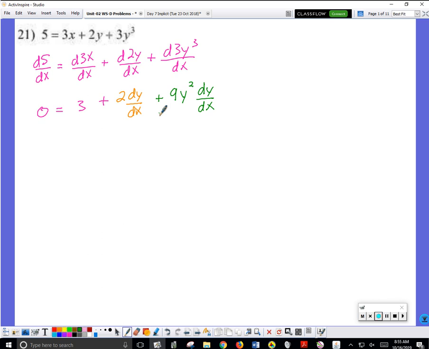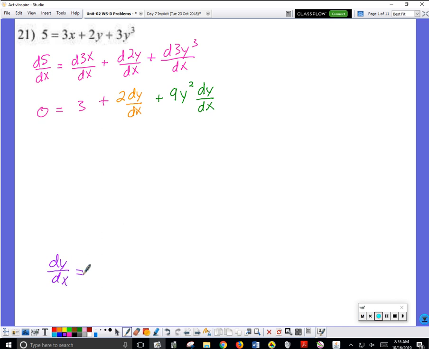Okay, last thing. What's the goal of this process? What am I trying to get down here? What do I want at the bottom of the page? I mentioned it before, and I erased it. What are we looking for? dy over dx equals. Perfect. I want dy dx equals.